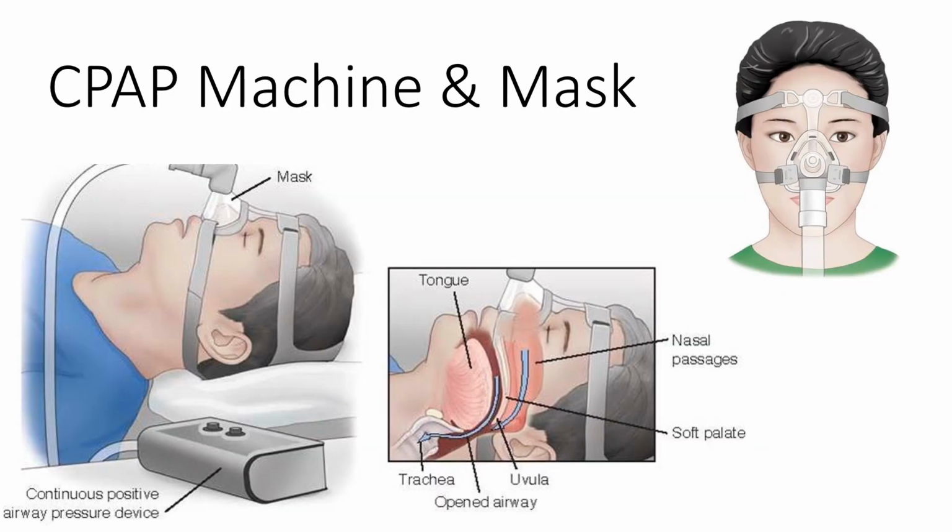This slide just looks at the CPAP machine and mask that is commonly used. And as you can see on there, how it kind of keeps that patient's airway open. And again, we'll talk a little bit more about this when we talk about obstructive sleep apnea.